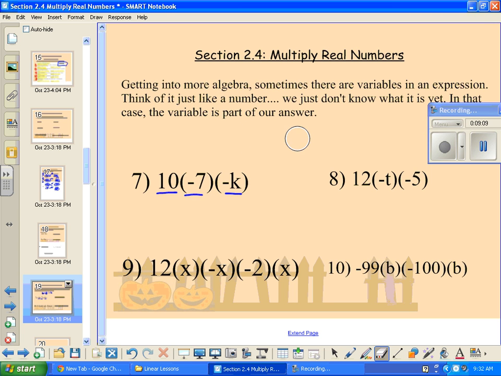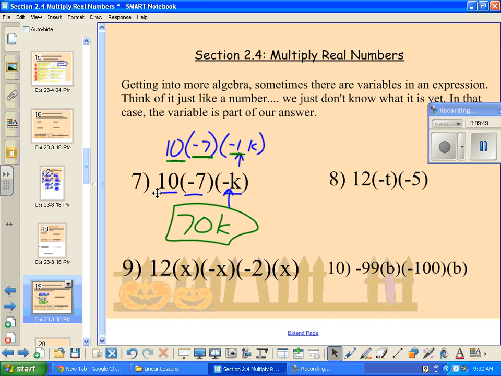Same thing for this multiplying problem. I just see a negative in front of the k, but really, I can rewrite this problem as 10 times negative 7 times negative 1k. Again, when you see a variable and there's no coefficient in front of it, there really is a 1 there. So in this case, it'd be a negative 1. That can help remind you that when I'm multiplying, I multiply the three numbers together and see what I get, and then the k comes along for the ride, so it'll be an expression with k in it. 10 times negative 7 times negative 1 gives me positive 70, and then with the k, 70k is my expression for that one.